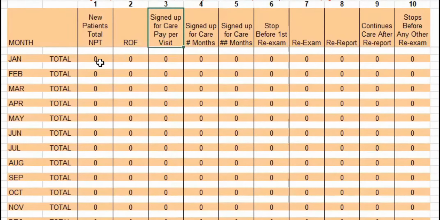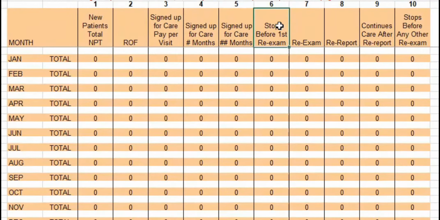Okay, what happens if we had 10 new patients, 10 reported findings, and only one of them signed up for pay per visit, but 9 of them signed up for the small care plan, versus all of them signing up for the bigger care plan? You can start to see that this helps us double click on what we're doing in visit 1 and visit 2 to help people really see the bigger value of choosing a bigger care plan.